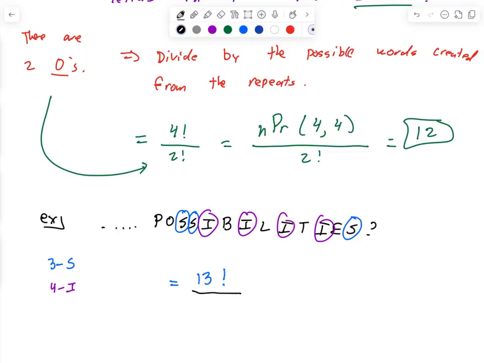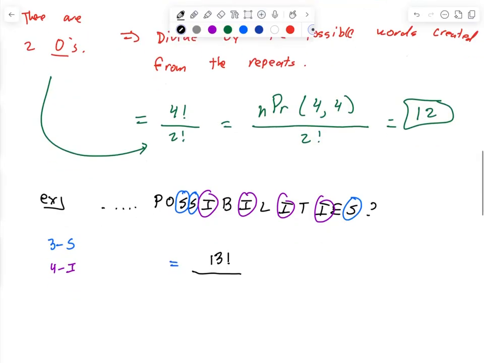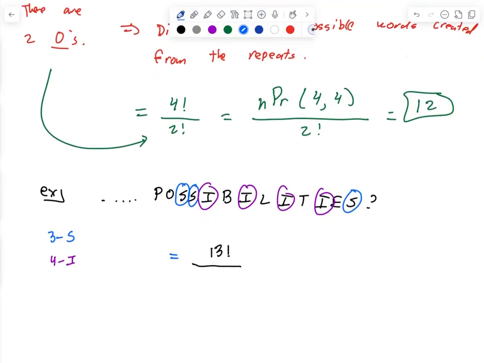So we are going to divide 13 factorial by, first off, all the S's. How many different ways are there for S's? Not 3 possibilities, there's 3 factorial possibilities. And I'm also going to divide by 4 factorial. So it's 3 factorial times 4 factorial on the bottom.